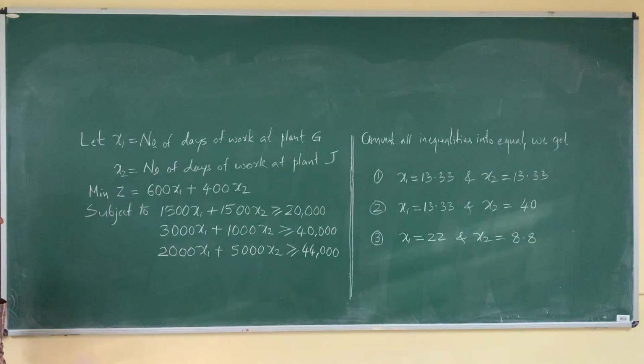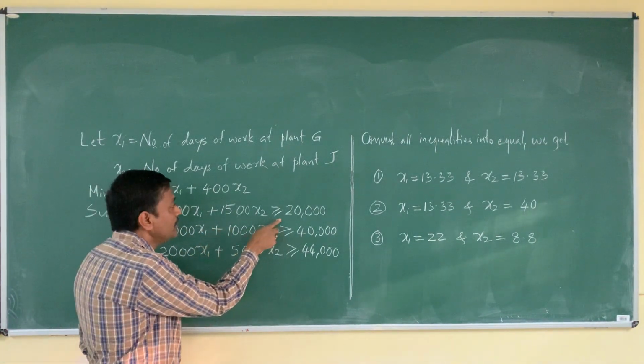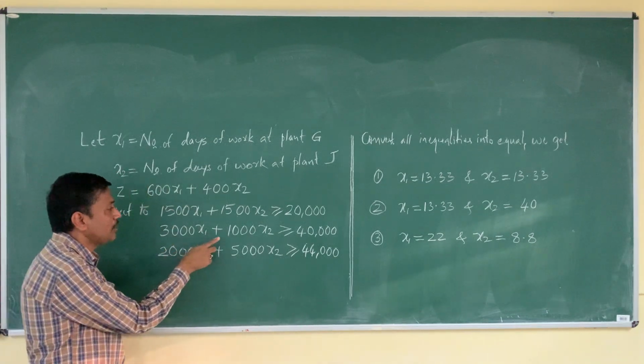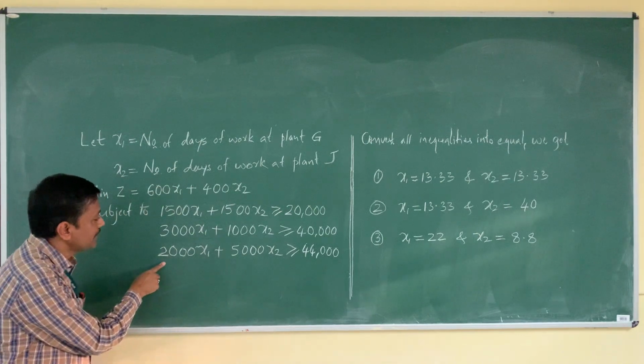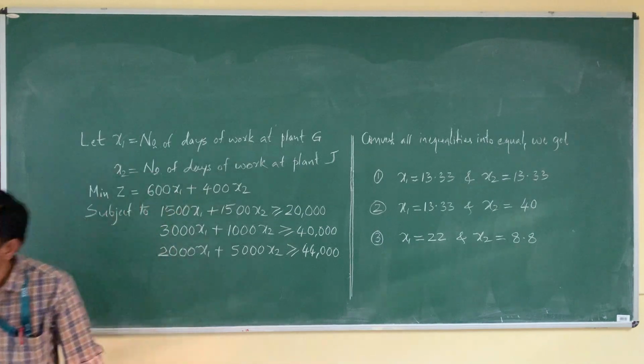And the constraints will be 1500 x1 plus 1500 x2 greater than or equal to 20,000. 3000 x1 plus 1000 x2 should be greater than or equal to 40,000. And 2000 x1 plus 5000 x2 should be greater than or equal to 44,000.